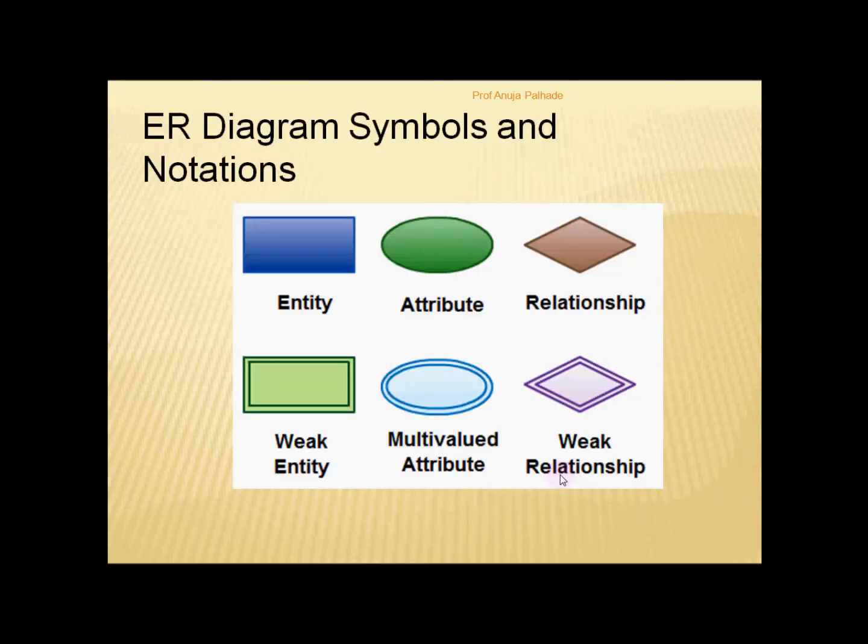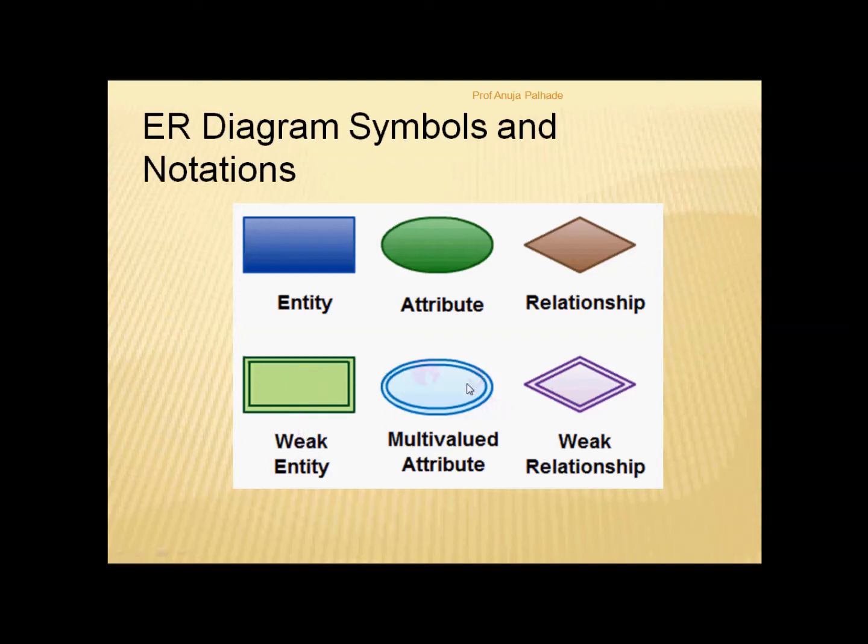You can see here some basic symbols and notations for drawing ER diagrams, and these are the standard notation. While drawing the ER diagram, we have to use only these notations. The square is used to show the entities. The oval shape is used to show the attribute. The diamond shape is used to show the relationship, whereas the double line square is used to show the weak entities.